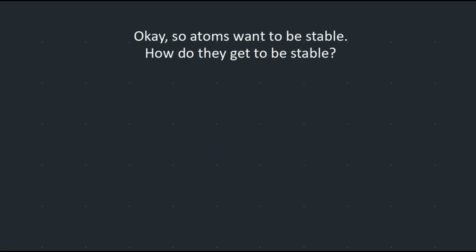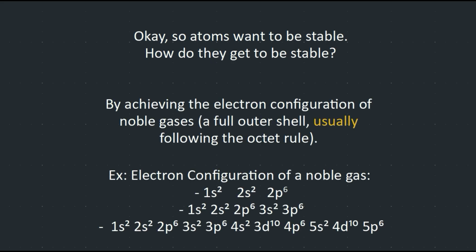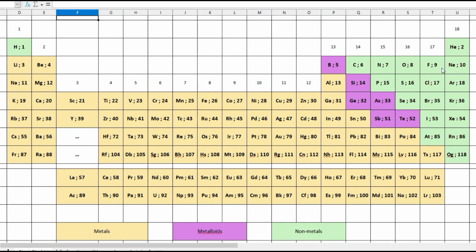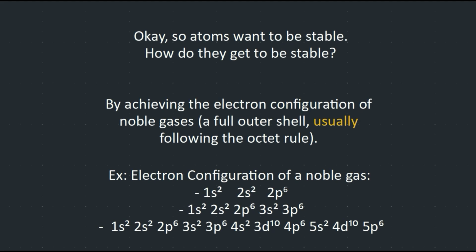Okay. Now, so atoms want to be stable. How do they get to be stable? Stable as in they don't want to react more, as simple as that. How do they get to become more stable? By achieving the electronic configuration of a noble gas, a full outer shell, usually following the octet rule. Okay, so basically, this is your noble gases. They want to be this or have a configuration which looks like that.